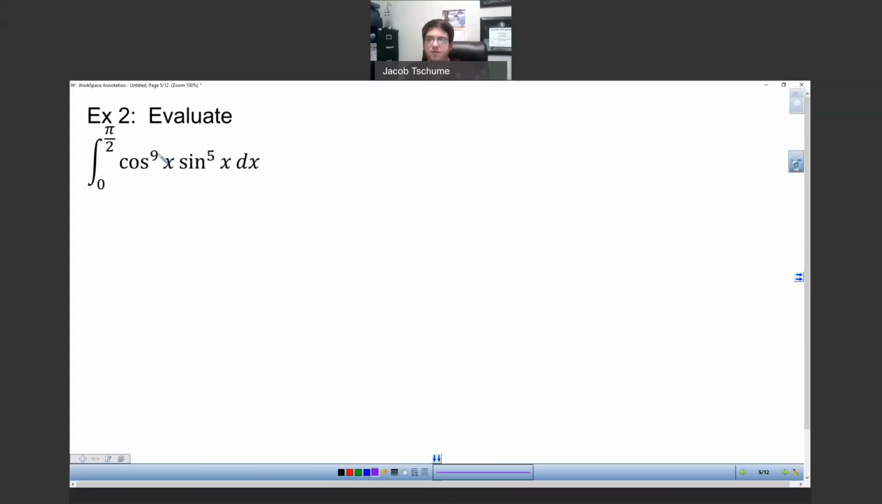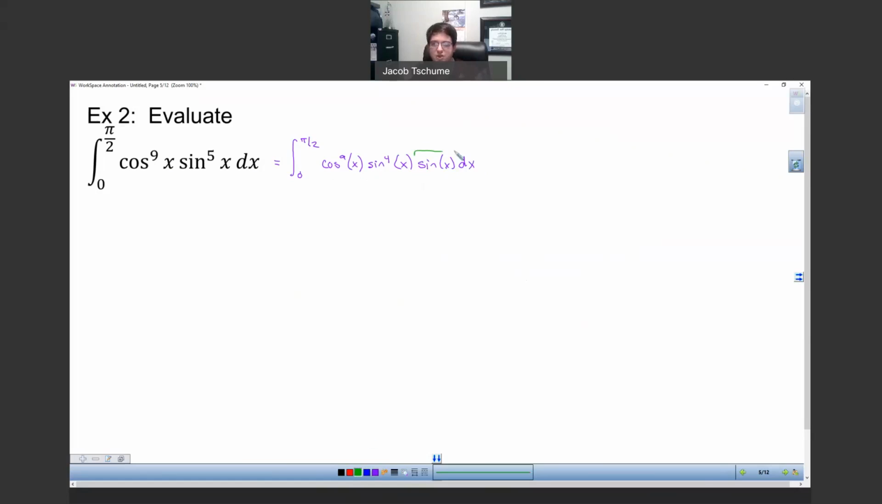Now, technically, both of these powers are odd, so it doesn't technically matter which one you break off, but I would always suggest, if that's the case, to break off the smaller power. So I'm going to leave cosine to the 9th of x alone, and I'm going to break one of my sines off to make it sine to the 4th of x times sine of x dx.